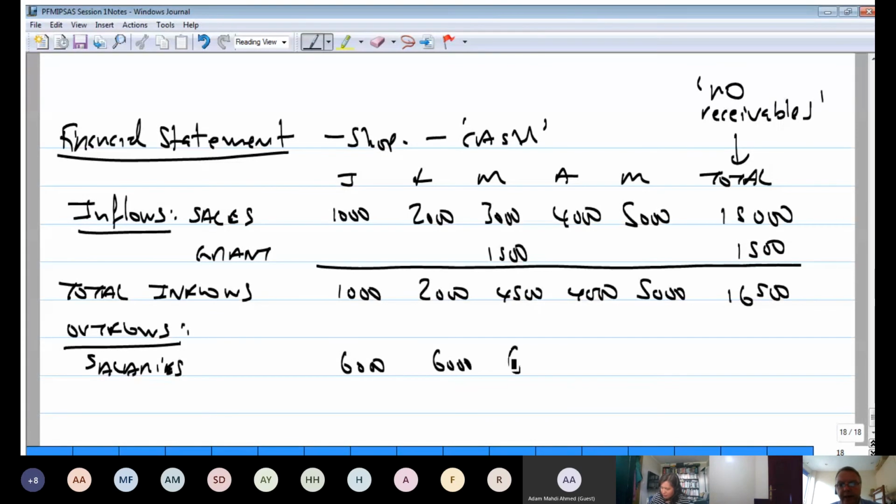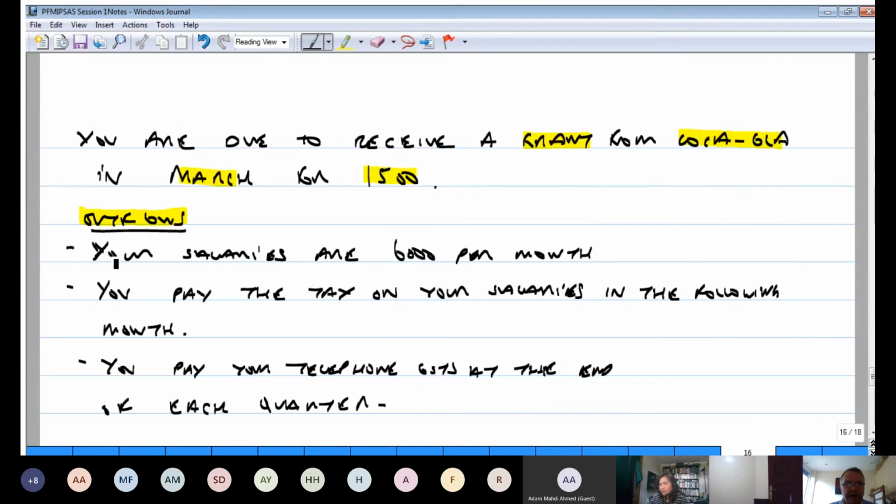Again, join in with me. And we've got 1, 2, 3, 4, 5, 6 fives, that's 30,000. Whoops, already overdrawn by lots of things. Now then, we go back to the information. It says you pay the tax on your salaries in the following month. So let's say the tax on that salary is 500 a month.